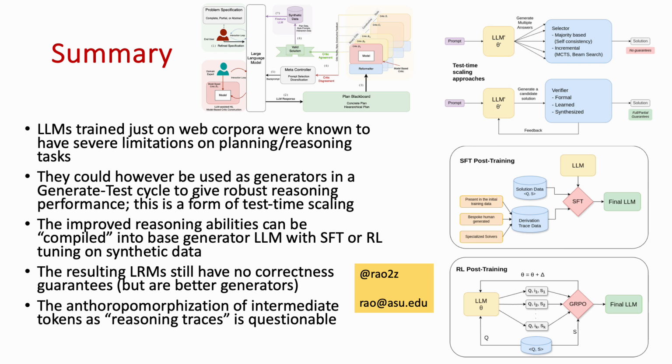So that's a speculation that I posted at one point of time in September, but it's also part of the TMLR paper. So, summary, over the last 3 lectures, I sort of tried to get you to understand that LLMs trained just on the knowledge web, the web corpora, were known to have severe limitations on planning and reasoning tasks. They can still be used as generators in a generate-test cycle with the LLM modular approach. The improved reasoning abilities can be compiled into a base generator with either SFT or RL. That's what is happening in the post-training. The resulting LRMs still have no correctness guarantees but are better generators. So if you actually put LLM modular on top of it with test time scaling, you can further improve its accuracy.